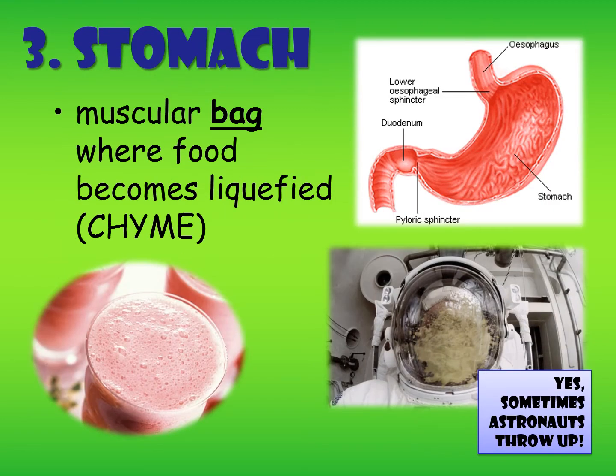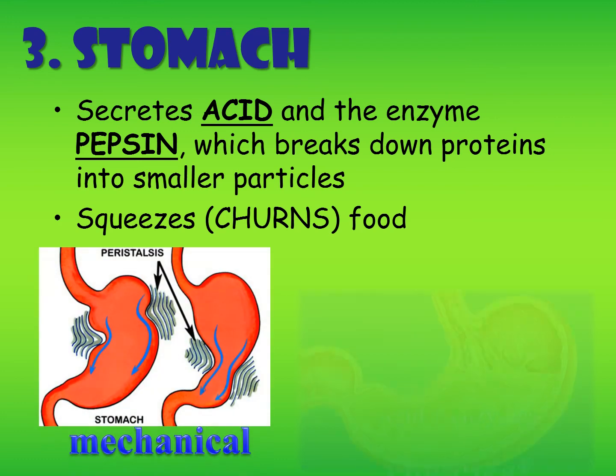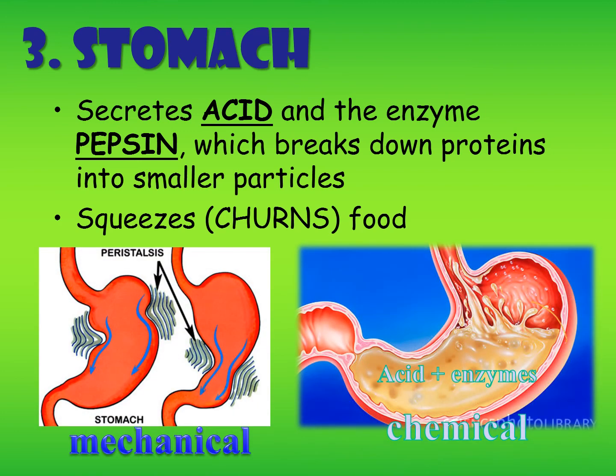Next on your list is the stomach. Your stomach is a muscular bag where food becomes liquefied, and once it does that, we call it chyme. Think of like the consistency of milkshake. And if you have thrown up, like we see happens to this astronaut, you know what that feels like. It's partially digested, partially broken down food. Also going on in the stomach, it secretes acid and the enzyme pepsin, which breaks down proteins into smaller particles of protein. Your muscles in your stomach also move back and forth, squeezing the food. We call that peristalsis.